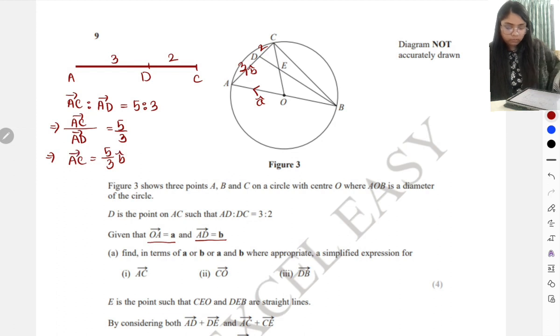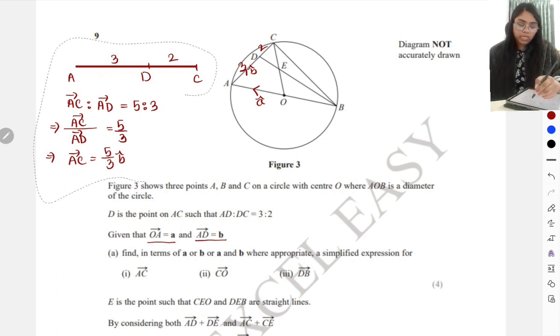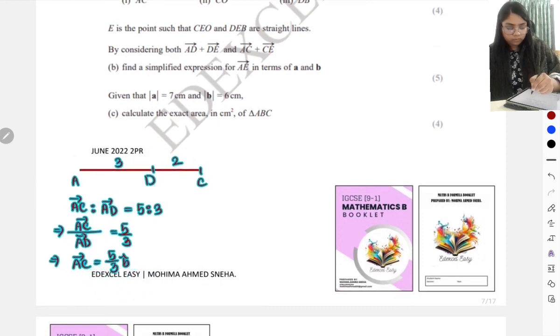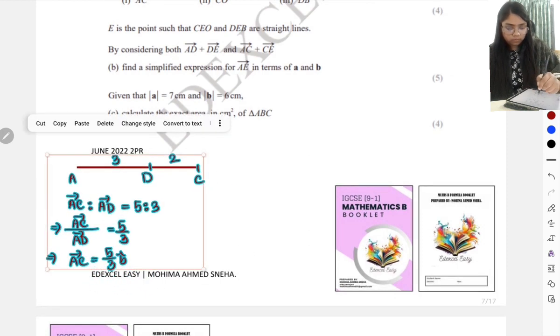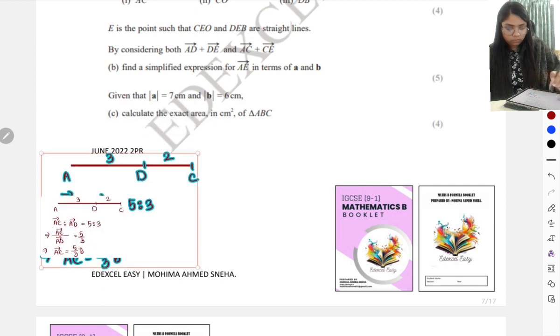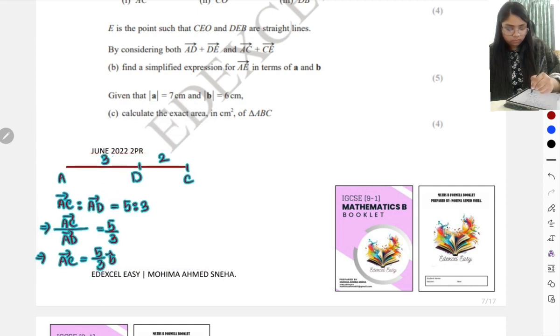We have calculated the length for the AC vector, and this straight line that I've drawn over here is obviously not a compulsory part, but it's good for the explanation. Right, so just cut it and write it at the very bottom. Okay, so this was for part A1.